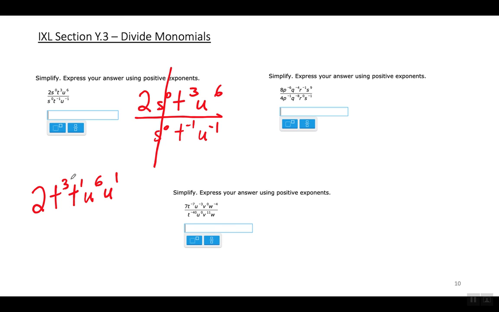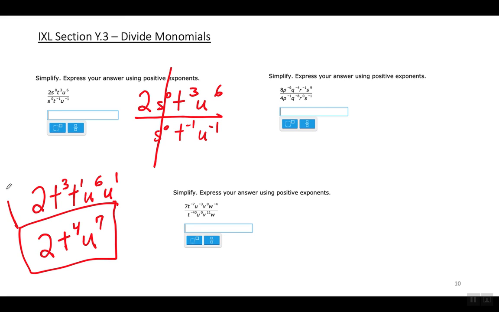Now the t's just combine their exponents. So that's going to be 2t to the 4th power. Add their exponents, I mean. And same thing with the u's. Add their exponents. That is easy. Please don't tell me that is confusing because it's not. It's easy. Come on. You're just adding, basically.